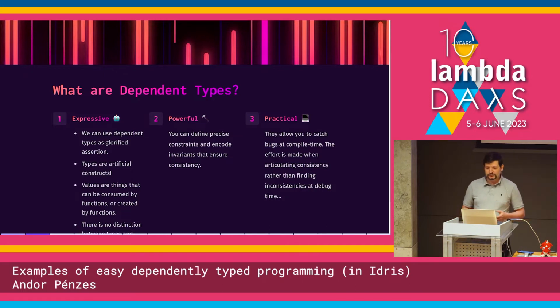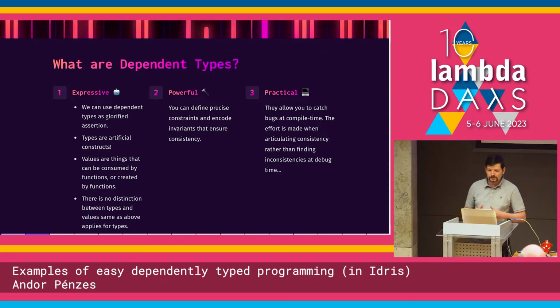And why are they expressive? Because we can use dependent types as kind of glorified assertions, and I will show examples of this. On the same side, we have to mention that types are just artificial constructs. We taught compilers how to do this typed programming, but types are a modeling tool in our toolbox, and we just improve the compilers. What we can do with dependent types is improve our compilers a little bit further and use dependent types in our everyday programming.